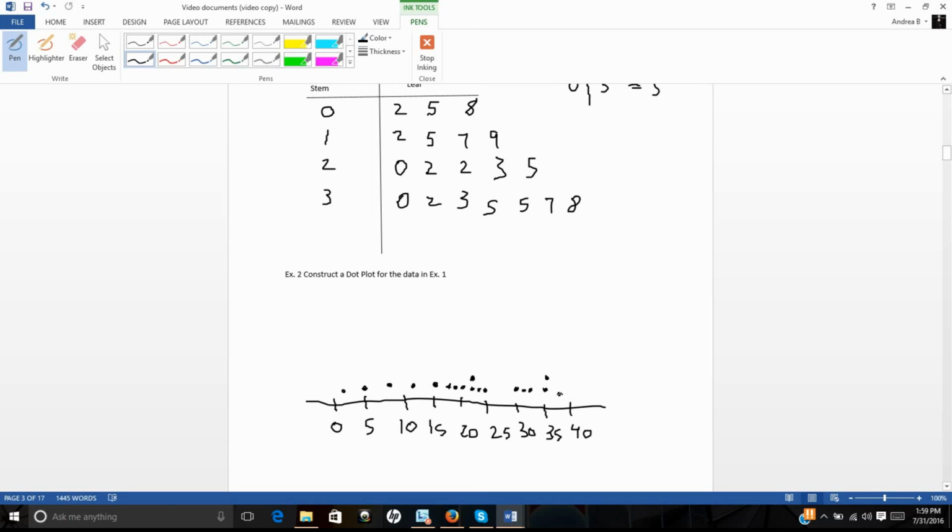Once again, it's not going to be super accurate since we're not doing this on like graph paper or something. Just want to get an approximation there. So that's what we'd have for our dot plot there using the values from example 1.